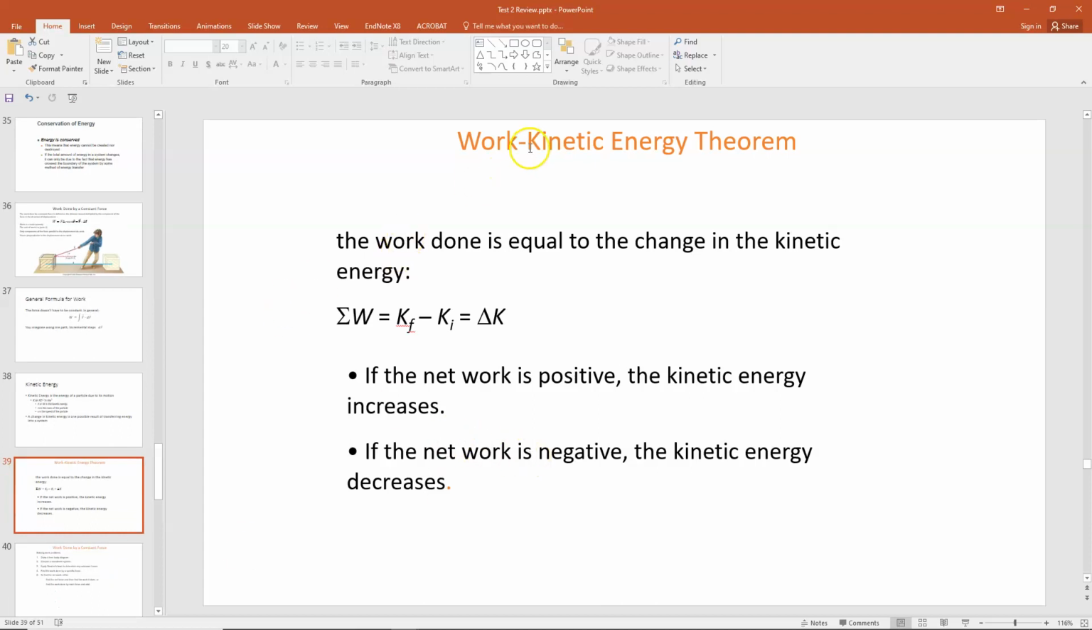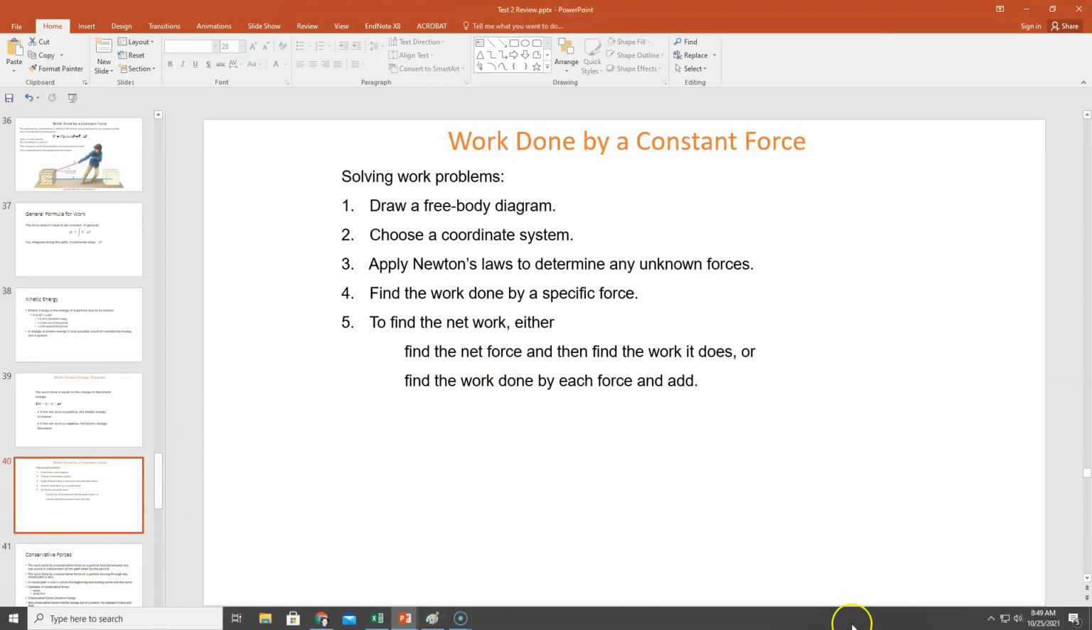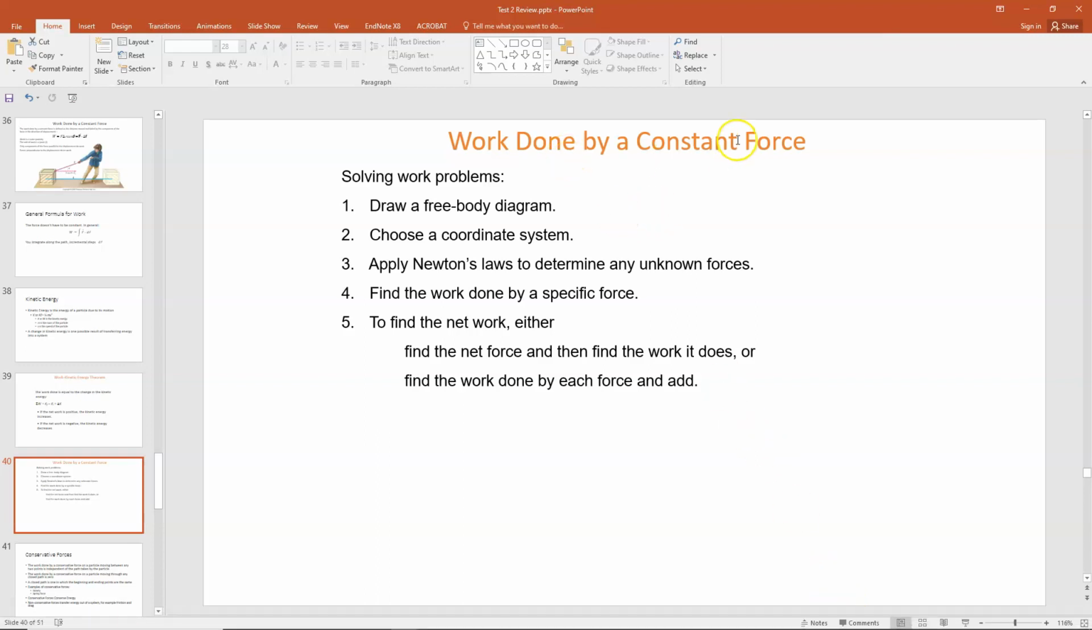And the work kinetic energy theorem tells us that the work done is going to be equal to the change in the kinetic energy of the object. Now, this is the total or net work, okay? So you sum over all the works, which means any force that could be acting on the system could have the potential to do work. So you sum over all of those, and then that equals the change in the kinetic energy. If that net work is positive, then of course the kinetic energy will increase, and vice versa, the kinetic energy will decrease. So if you're doing these work kinetic energy theorem problems, they can be kind of formulaic.